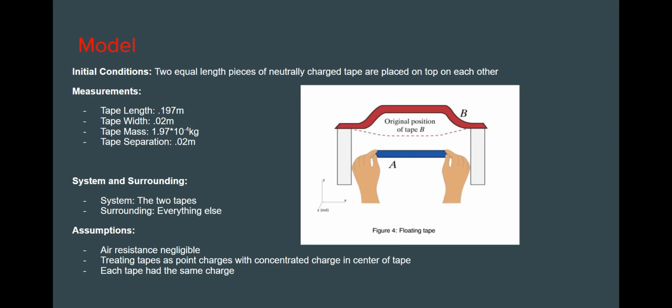The system and surrounding is then observed to determine what forces are part of the experiment, with the tapes being the system and everything else being the surrounding. Finally, assumptions need to be made for the model to serve its purpose, so air resistance is negligible. The tapes will be treated as point charges, and each tape will be determined to have the same charge.